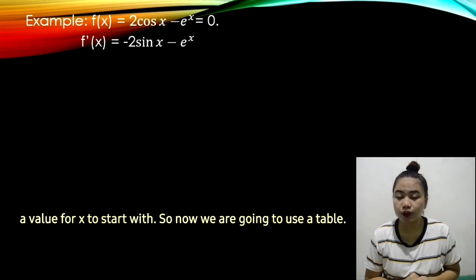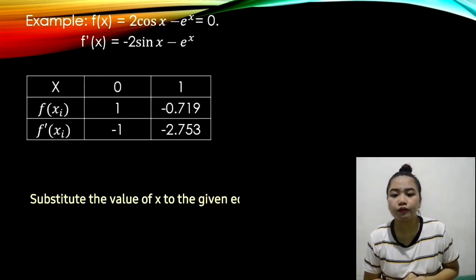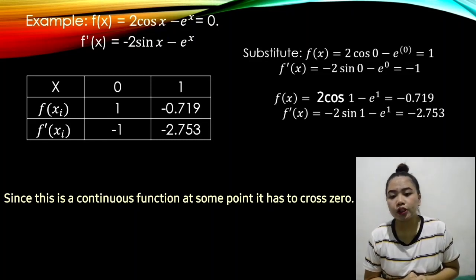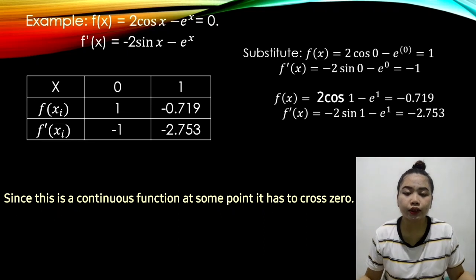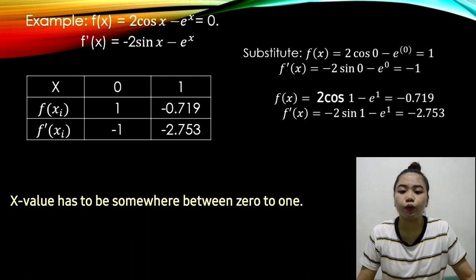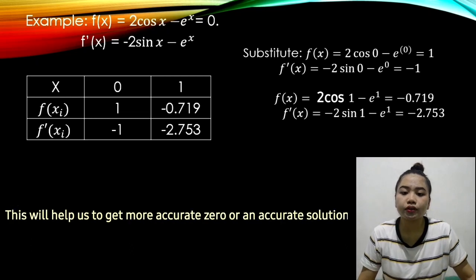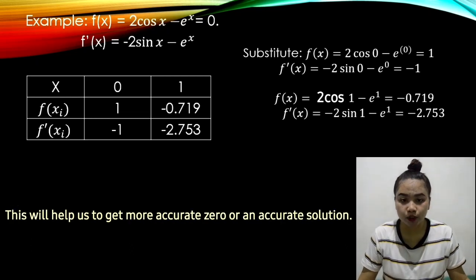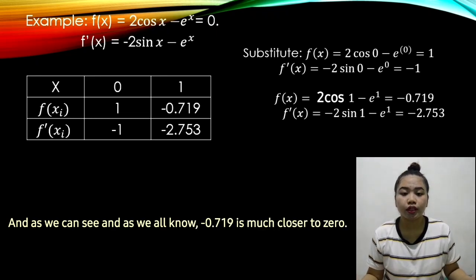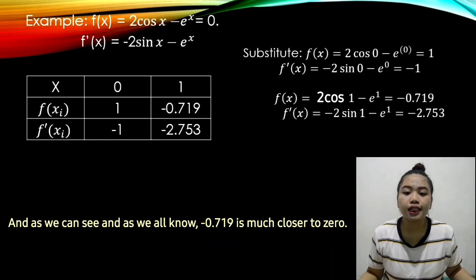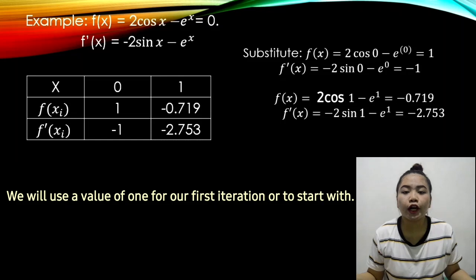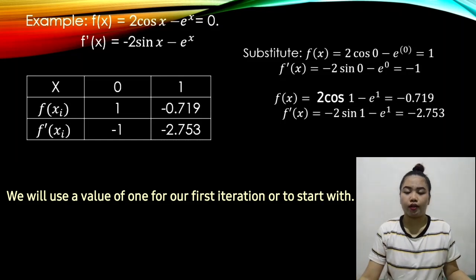We will have to guess a value for x to start with. So now we're going to use a table. Substitute the value of x into the given equation. Since this is a continuous function, at some point it has to cross 0. The x value has to be somewhere between 0 and 1. This will help us get a more accurate solution. And as we can see, 0.719 is much closer to 0. We will use a value of 1 for our first iteration to start with.